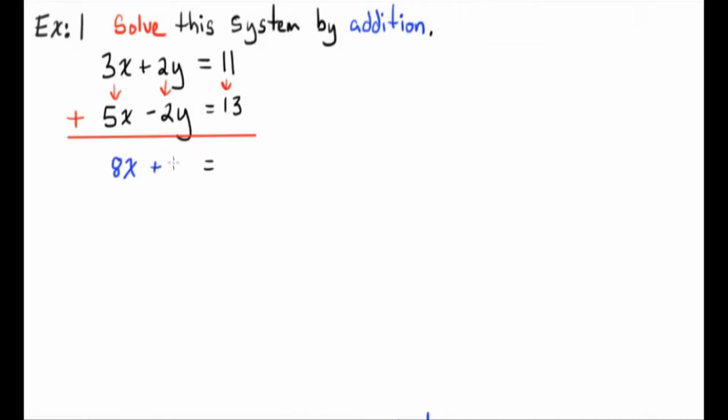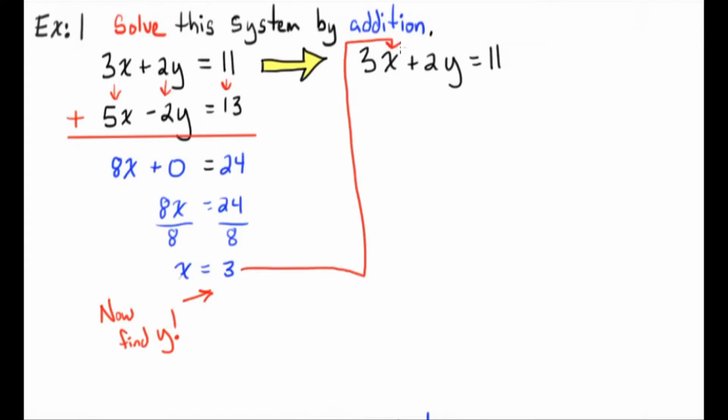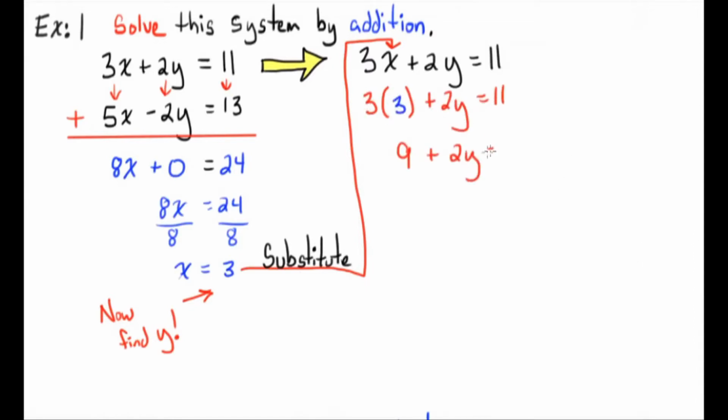So if I just add the columns, I see that my y terms cancel. I get 8x equals 24 and x equals 3. Now I can take 3, substitute it into one of the x's for the first or the second equation. I'll use the first equation. So I get 3 times 3 plus 2y equals 11. And now I can solve for y. It's a two-step equation. Y equals 1.